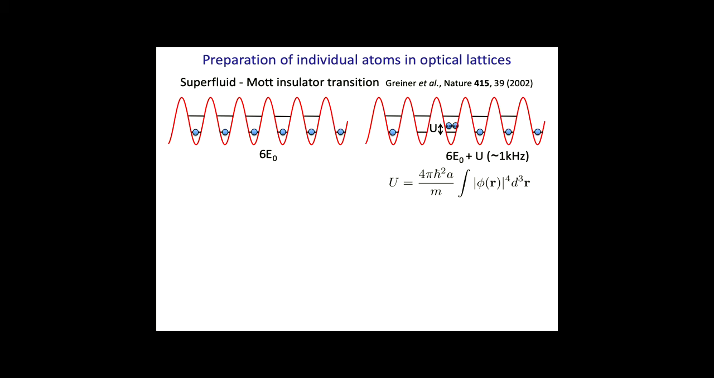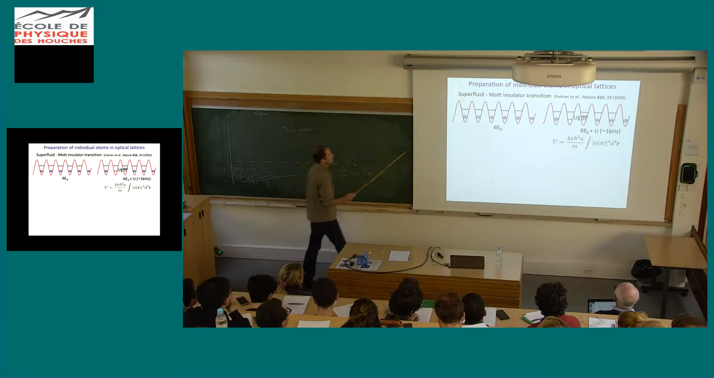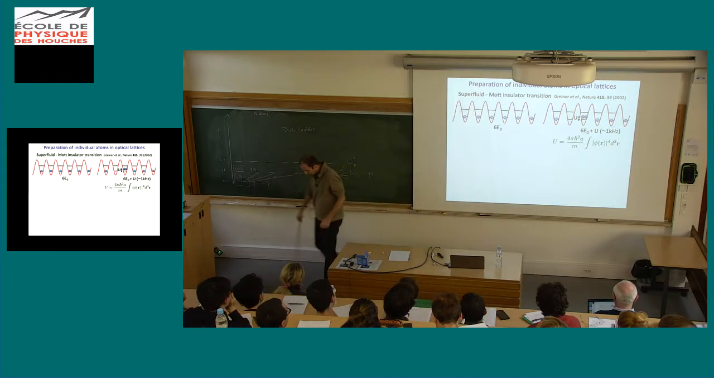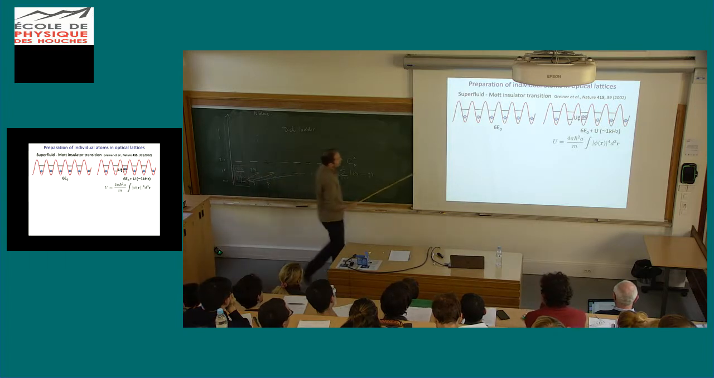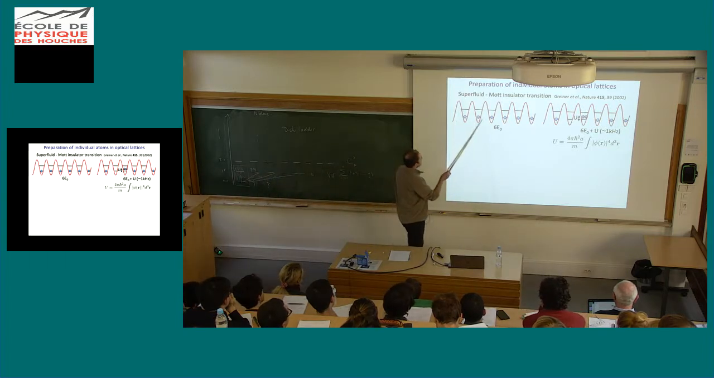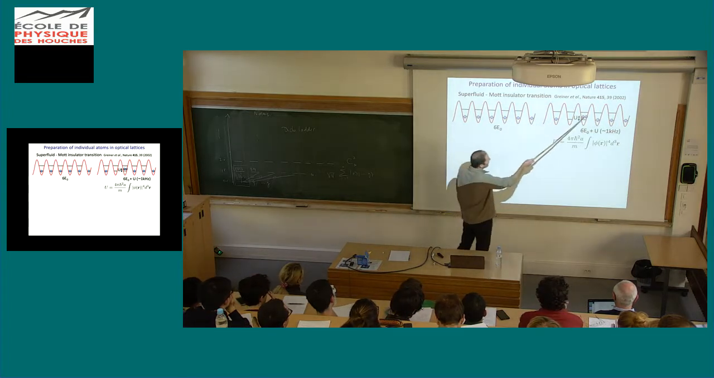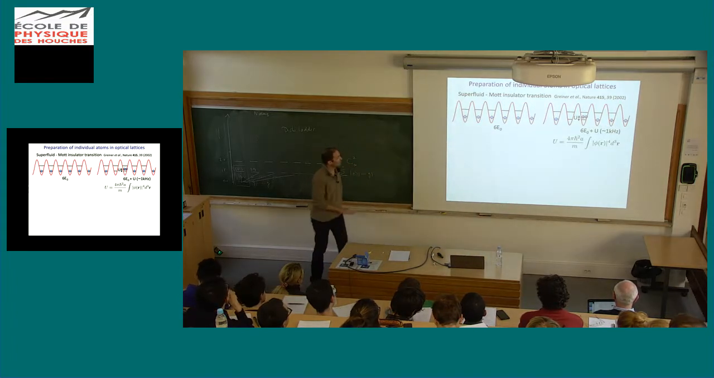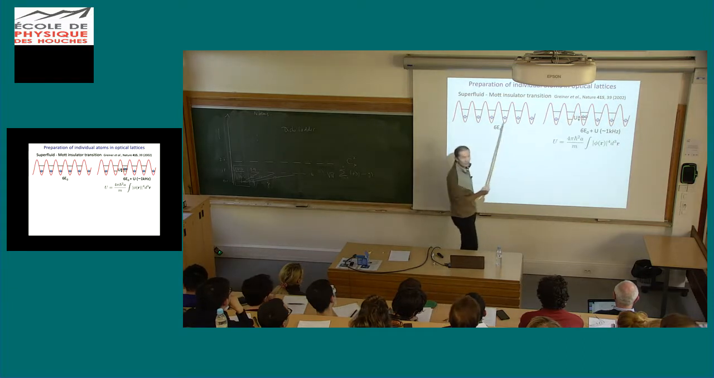How do you load these things? At the end of the day, you would like to have exactly one atom in each of the sites. So what you do is you rely on what is called the superfluid to Mott insulator transition, where essentially you can create an array where you've got one atom in each trap, knowing the fact that this is the ground state of the system. If you put two atoms in one trap, then they interact by the s-wave interaction, and this costs some energy. So this is not the ground state, this is the ground state.